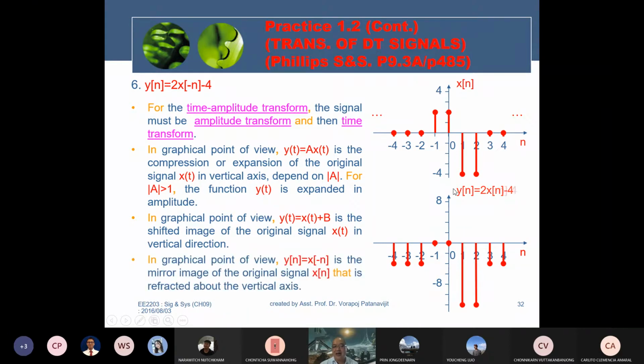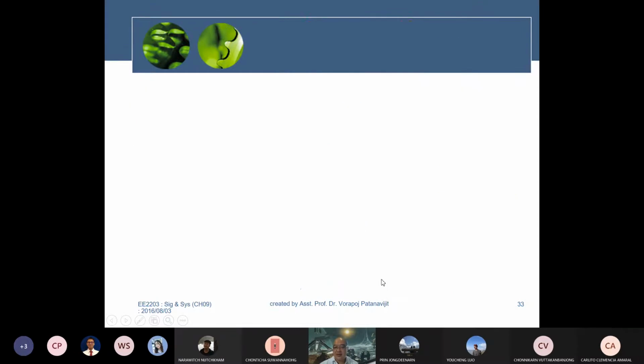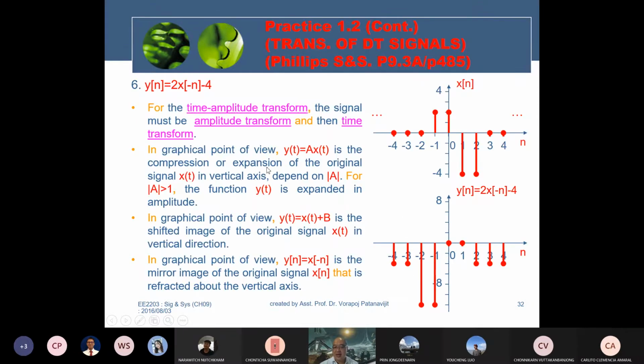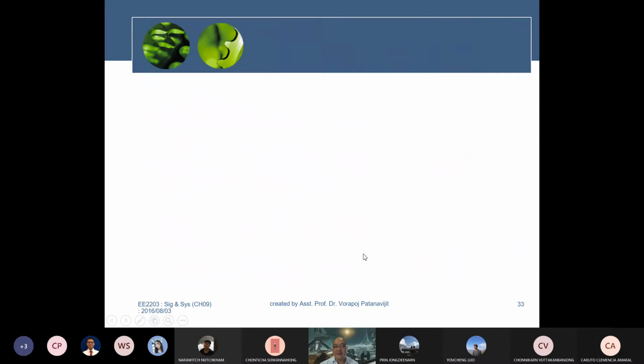The last one. From the graphical point of view, y[n] = x[-n] is the mirror image of the original signal x[n], that is, reflected about the vertical axis. The minus n represents time reversal. You flip with respect to the vertical axis. Flip here.